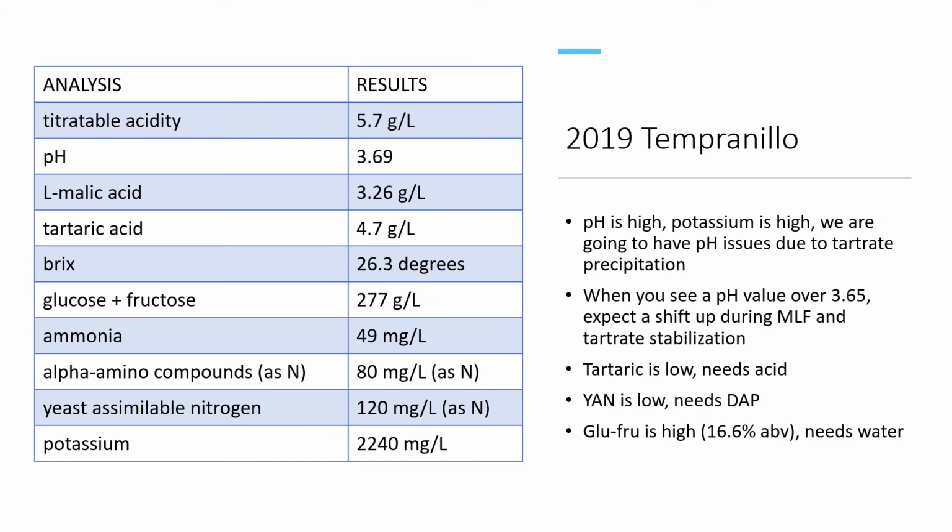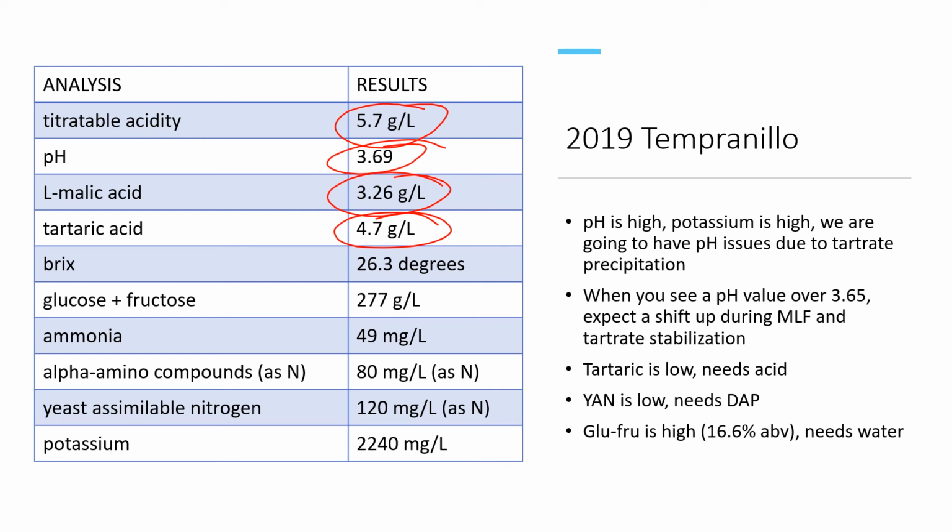All right, here is where things go off the rails. Tempranillo for us has always been a little bit of a mess. So let's go down the line here. TA of 5.7, that isn't bad, but that's a number that we would expect more to see in a finished wine. What I'm seeing here is pretty lousy levels of tartaric acid and quite a bit of malic acid, which is going to go away.